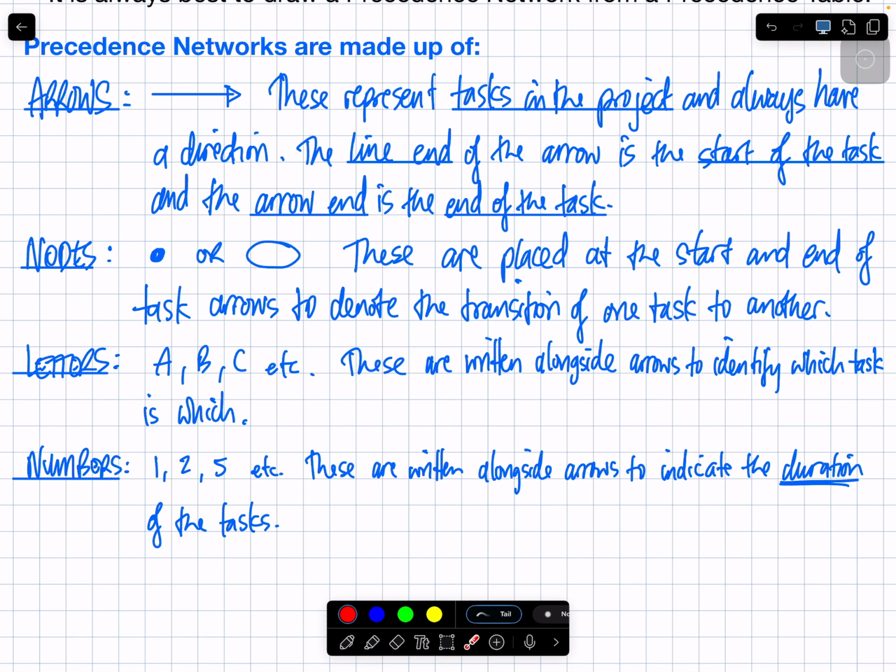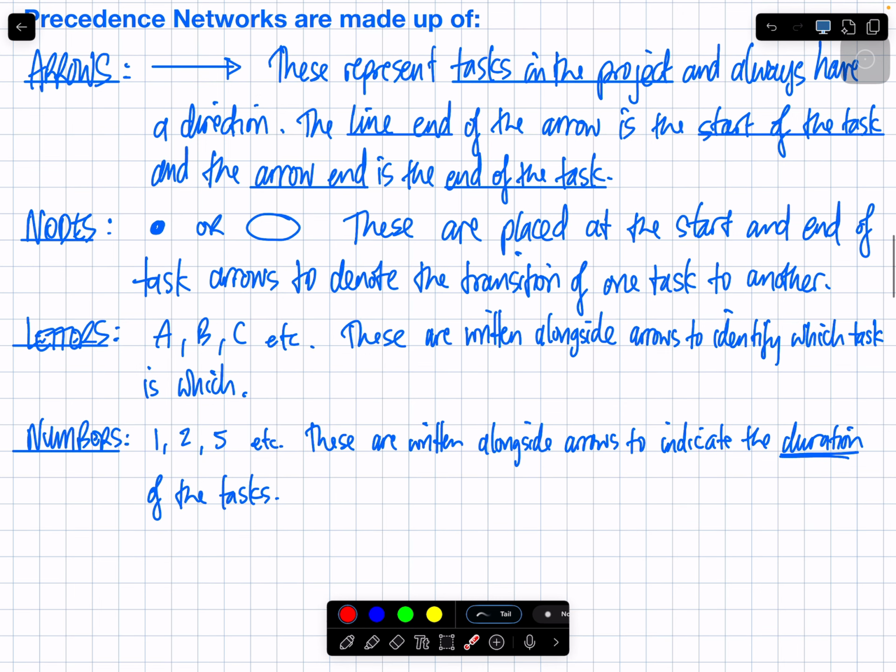Between arrows, you have things called nodes. They're either going to be a dot or later on Wednesday, we're going to make them into ovals. These are placed at the start and end of task arrows. They denote the transition from one task to another, so they just join tasks together. You'll see why we make them ovals on Wednesday.